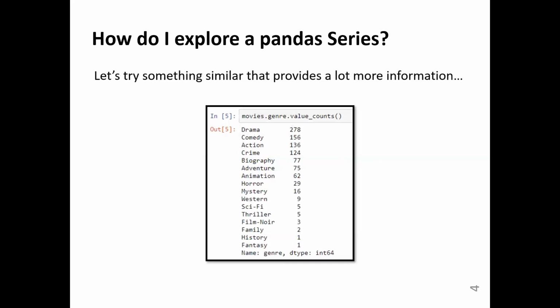Instead of describe, this time use value_counts. It shows a bit differently, so you need to count these numbers: 1, 2, 3, up to 16. And you can see the most frequent one is drama and its number of repetitions. Does that make sense?